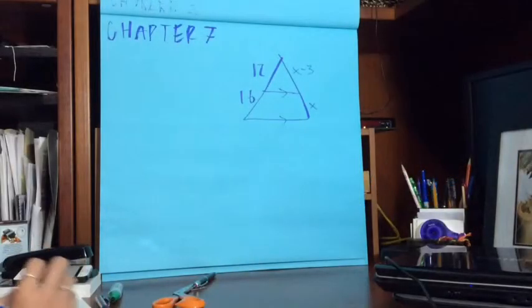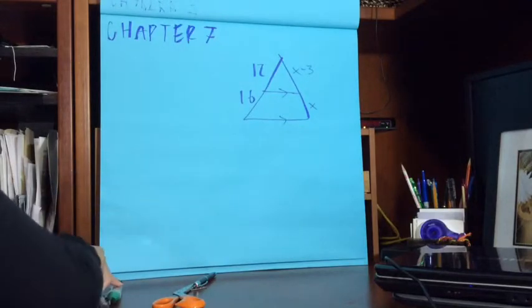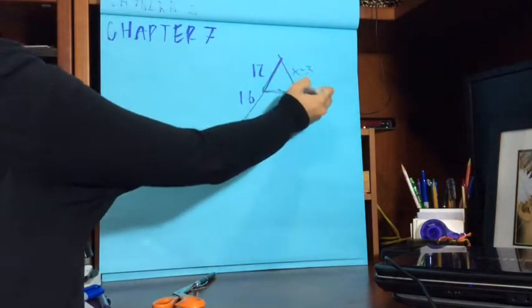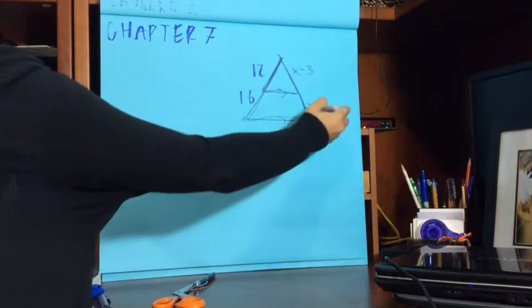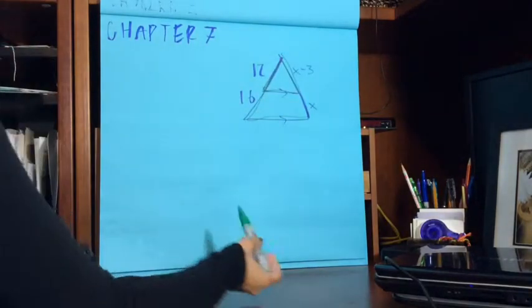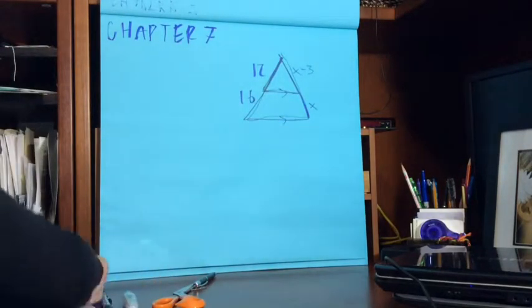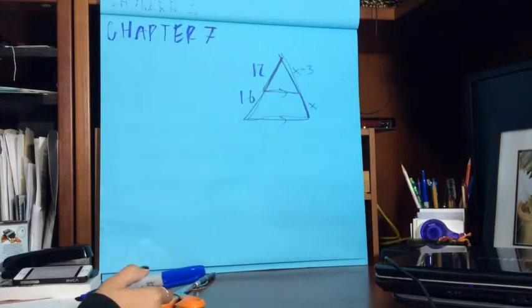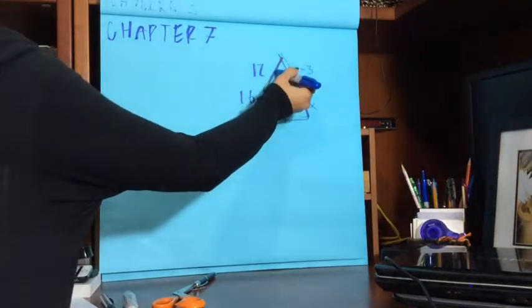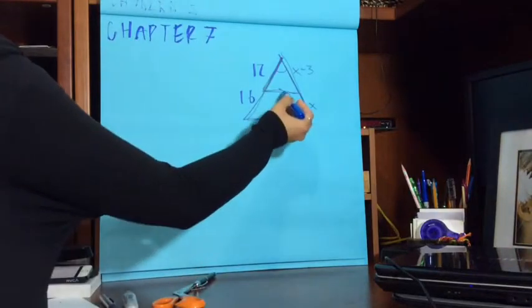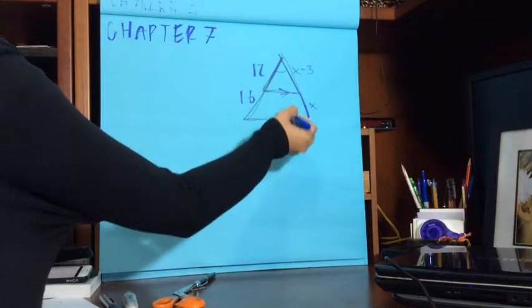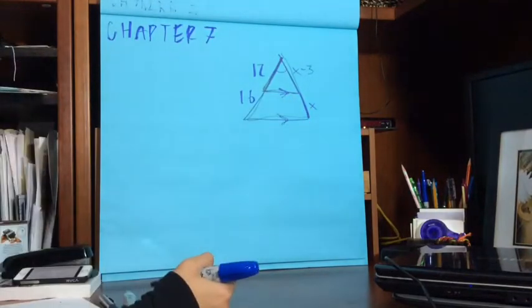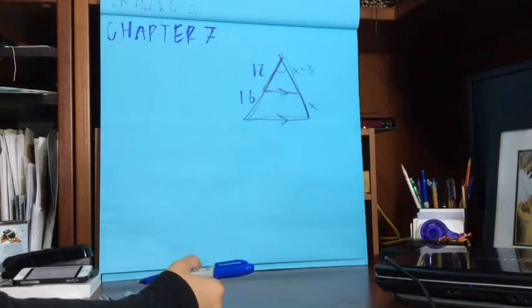For this chapter 7 problem, we're going to prove that these two triangles right here are similar, and we're also going to find out what x is. We know that these two triangles are similar because they share this angle, and also their two bases that we can see here are parallel to each other. So that proves that they are similar.